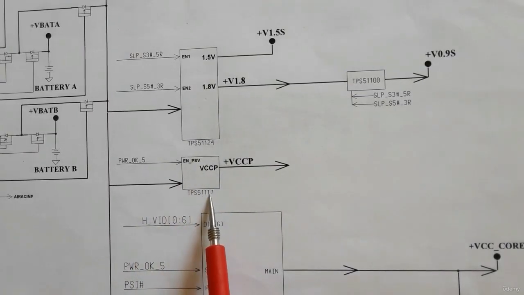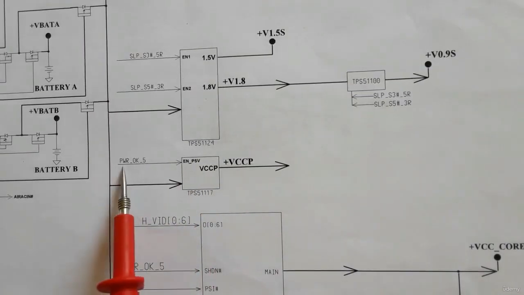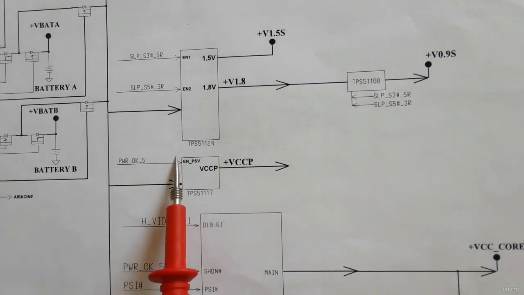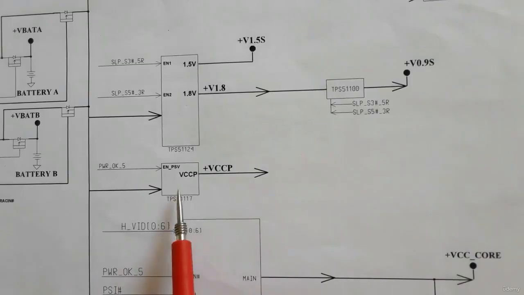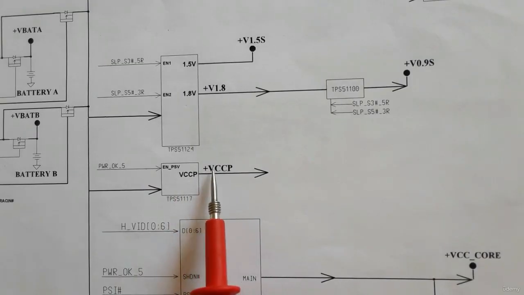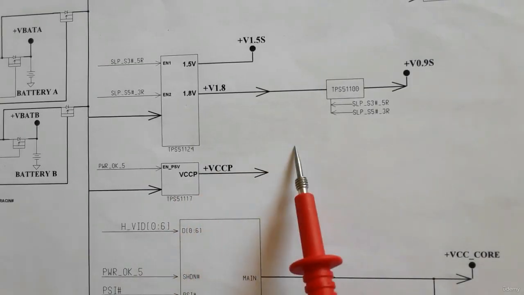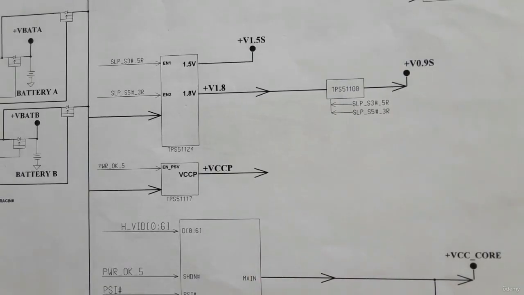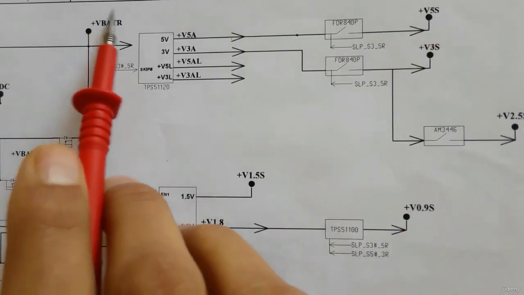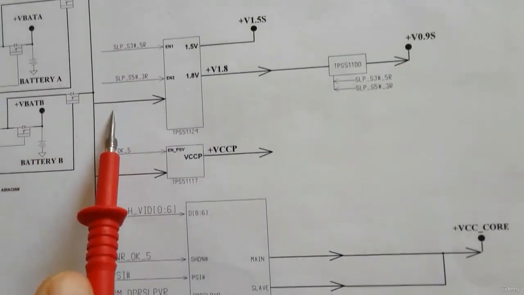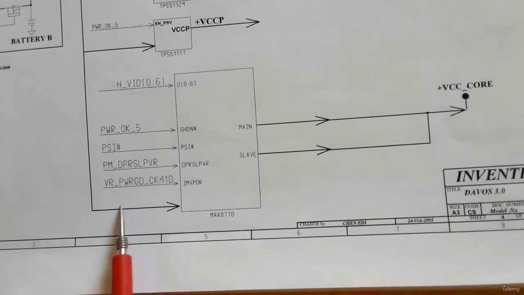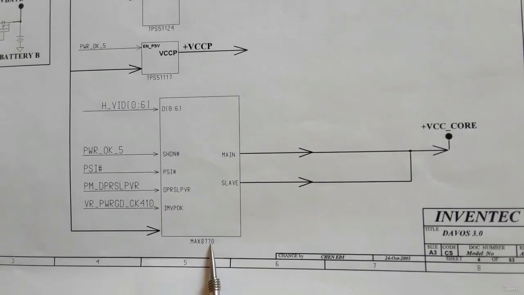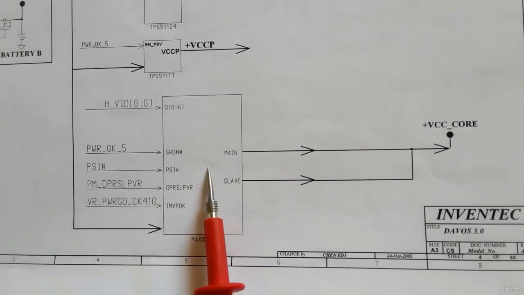This is the plus VCCP power management IC. Here also we have an enable signal, power OK. So the enable signal with the plus VBAT will be applied to the IC, and the IC will give plus VCCP to all chips, including the processor. The plus VBAT will also go directly to the power management IC for the CPU, the MAX8770 or MAXIM 8770. This is the CPU power management IC.